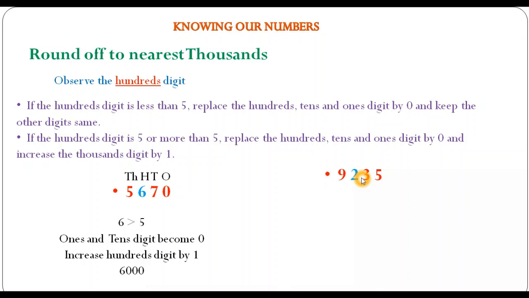Another example, 9235. Here the hundreds digit is 2 and it's less than 5, right? So we have to replace the hundreds, tens, and ones digits by 0. Sorry, I forgot to write hundreds here. So you replace all these 3 digits by 0, and 9 remains as it is because the hundreds digit is less than 5. And the same rules are applicable to all rounding off, whether it is rounding off to the nearest 10,000 or the nearest lakh. You have to apply the same rules.